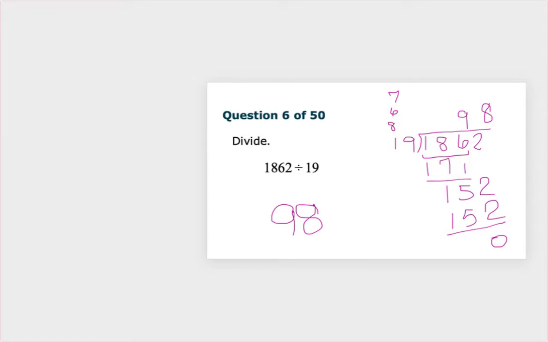And that makes a lot of sense because 100 times 19 would be 1900. And that's very close, but there's 2 19s missing.